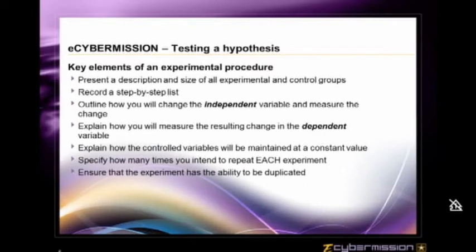Let's talk about some of the key elements of experimental procedure. Your experimental procedure should include a detailed description and size of all the experimental and control groups. You should also be sure to include a step-by-step list of everything that must be done in order to perform the experiment.